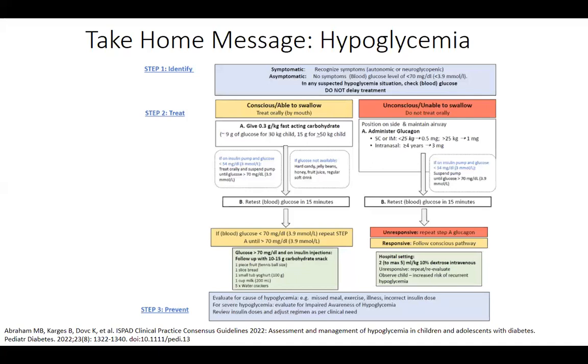Our role is to help our patients identify them, help them to know how to manage them in the different scenarios, whether conscious or unconscious, but more so help them prevent it so that it doesn't occur again. Thank you. And I'm looking forward to any questions.